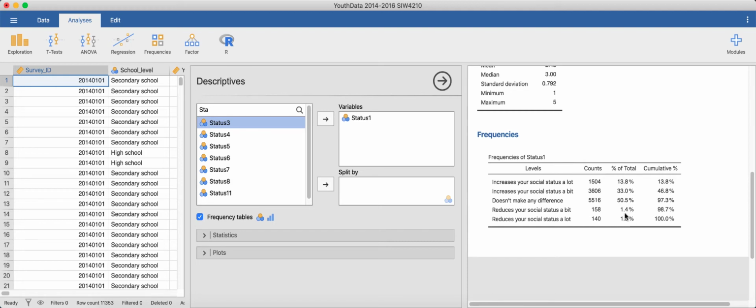But in this assignment, you are going to be commenting on the distribution. Yes, what you get from these numbers. From these numbers, I would say that quite a lot of Norwegian youth say that it does increase your social status, but quite a lot says that it doesn't make a difference at all.